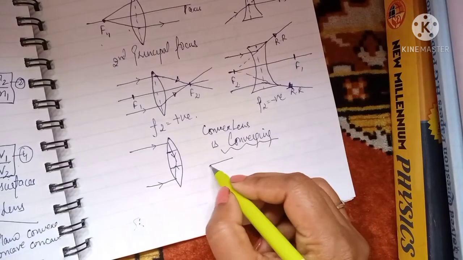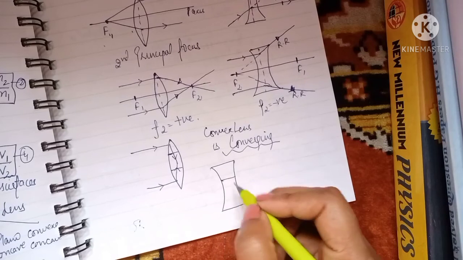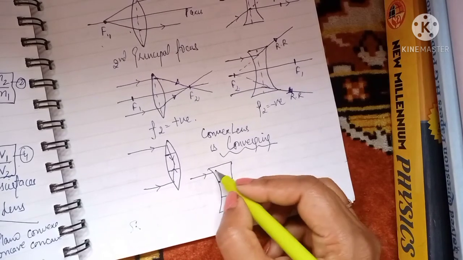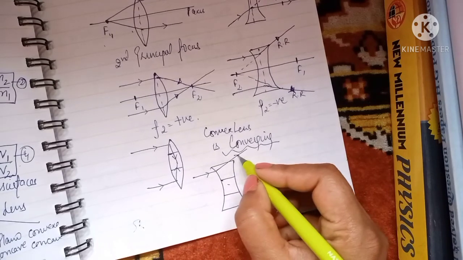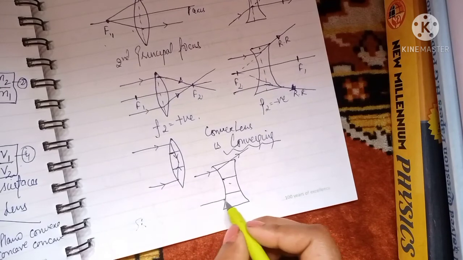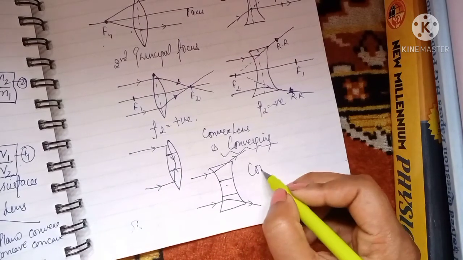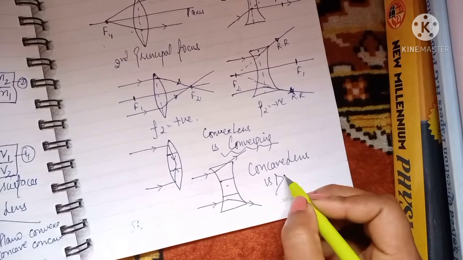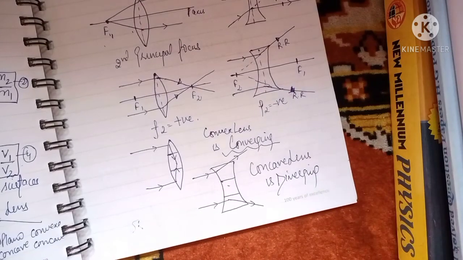Whereas in the case of concave lens, let's say this is, if it is cut into three pieces, if the light is incident here, then it is not going to bend to a single point. It diverges the rays outward. So that's why concave lens is always diverging in nature. Now this is what you have to remember.